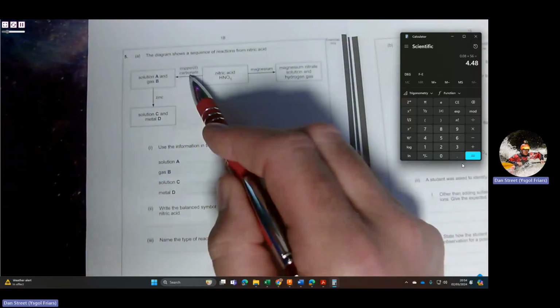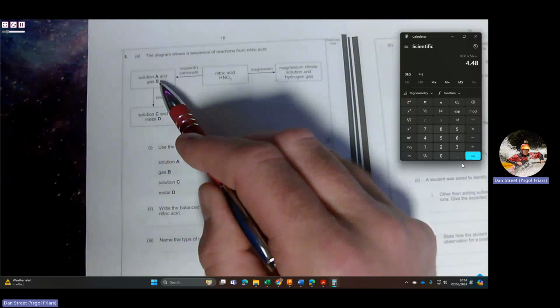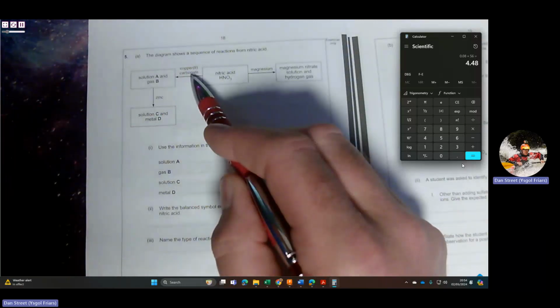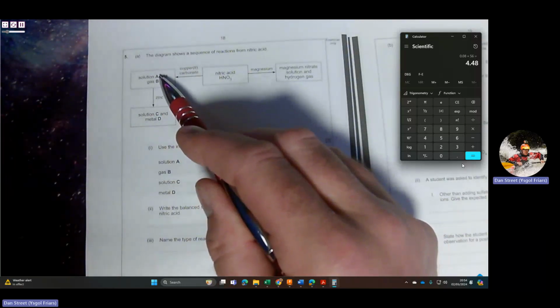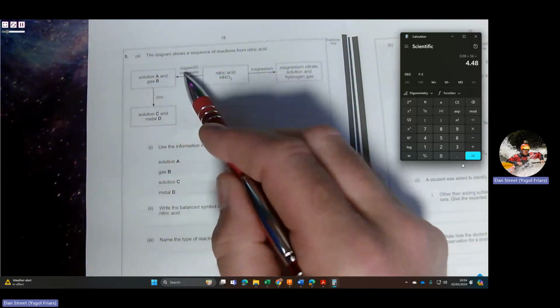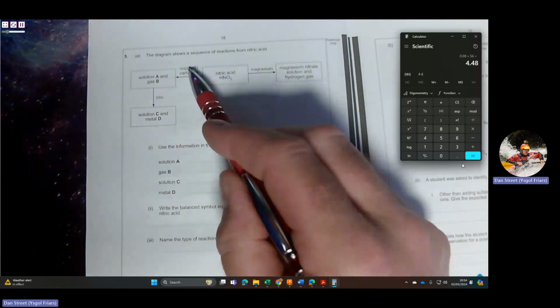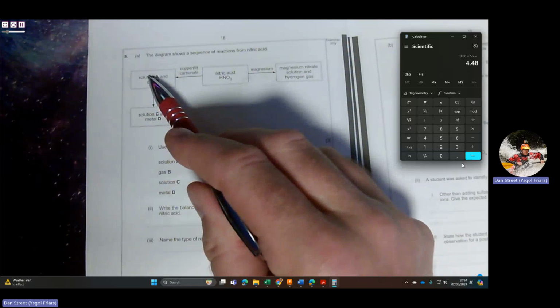Going this way, we're adding a carbonate. There's a little bit of mystery here: we have to work out solution A and gas B. If it's a carbonate, we know we're going to get a salt, water, and carbon dioxide. So that identifies gas B. And the salt produced is going to be the product of copper with nitric acid, and copper and nitric acid would make copper nitrate.